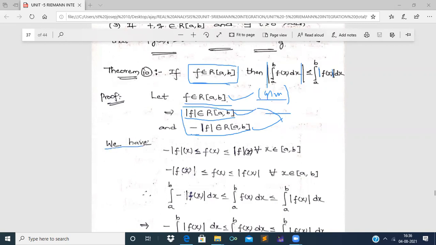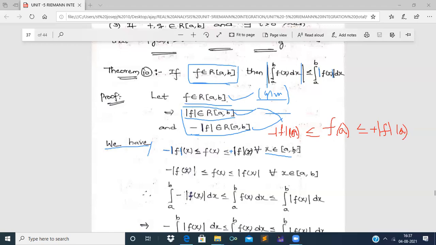Now, as we know, we have minus of mod f(x) less than or equal to f(x) less than or equal to mod f(x). Here the negative modulus of f(x) is present, and here the positive mod f(x) is present for every x belonging to the closed interval [a, b]. That means if we check the values once, minus mod f(a) will be less than or equal to f(a), less than or equal to plus mod f(a). So at x equal to a, this inequality will be true.